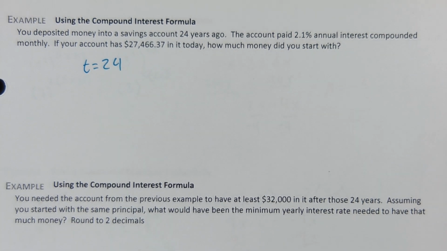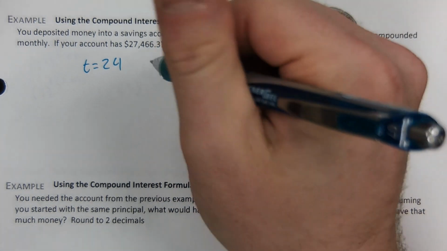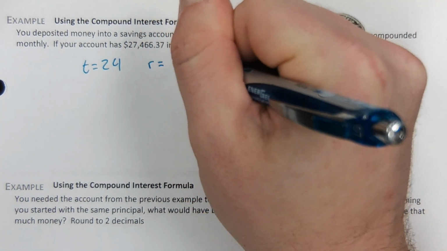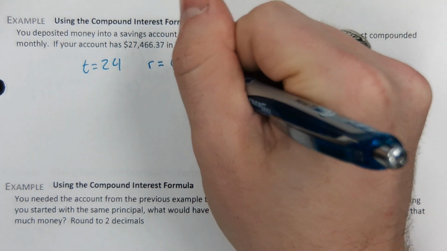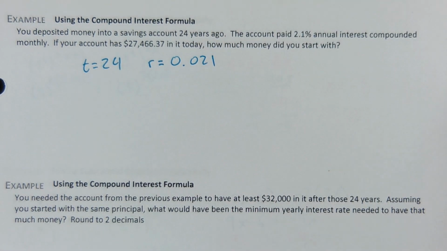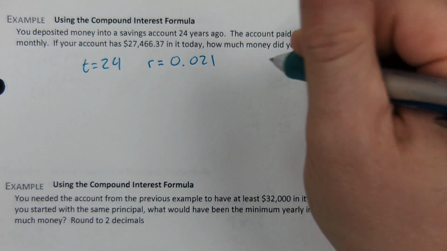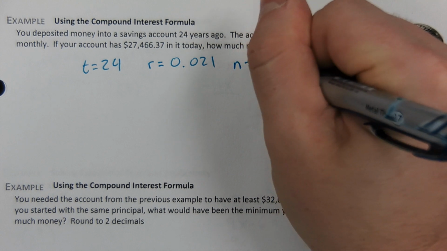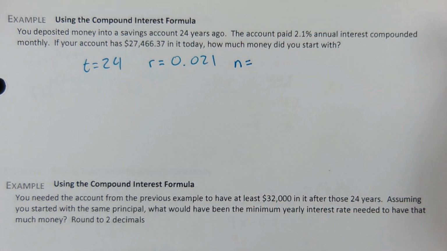The account paid 2.1%. Oh, I guess I know what R is. Remember, move the decimal twice. 0.021. So the account paid 2.1% annual interest compounded monthly. So what is N? 12.